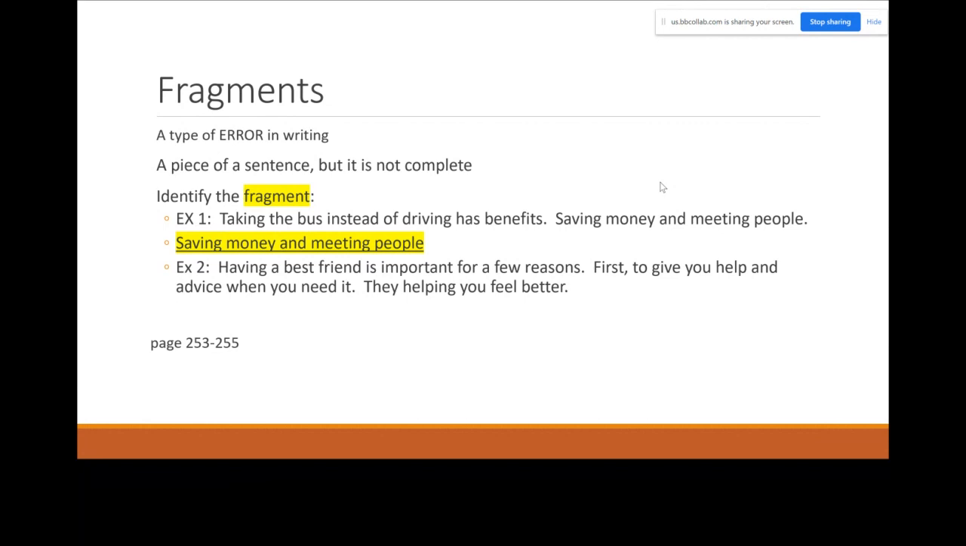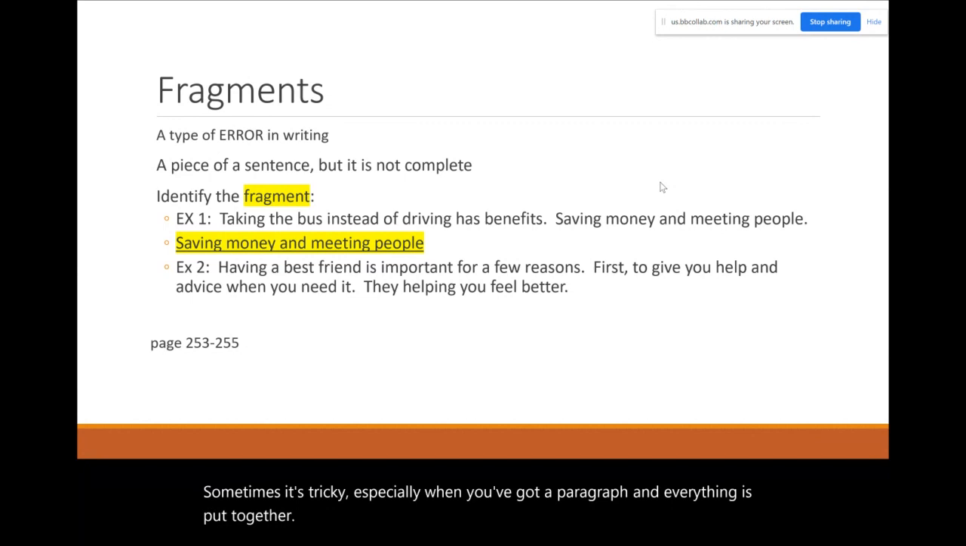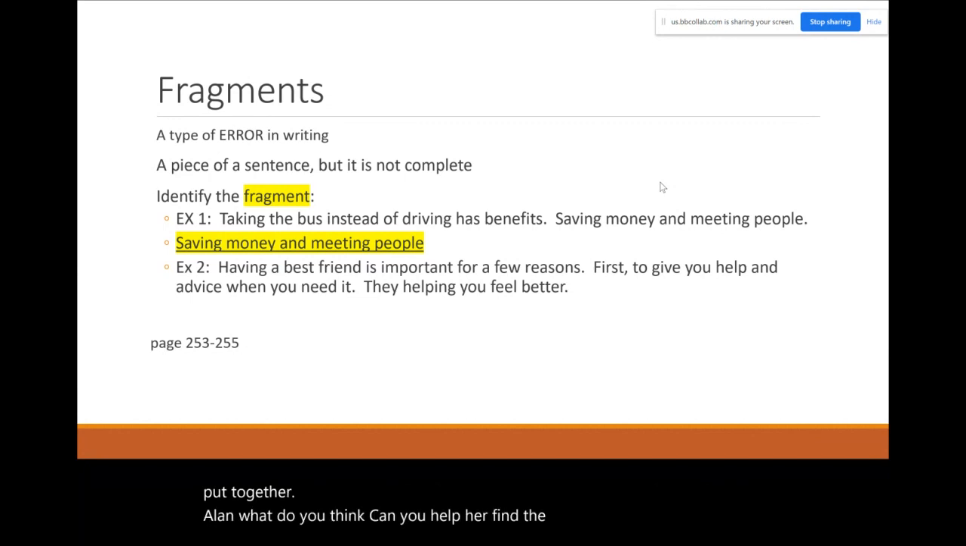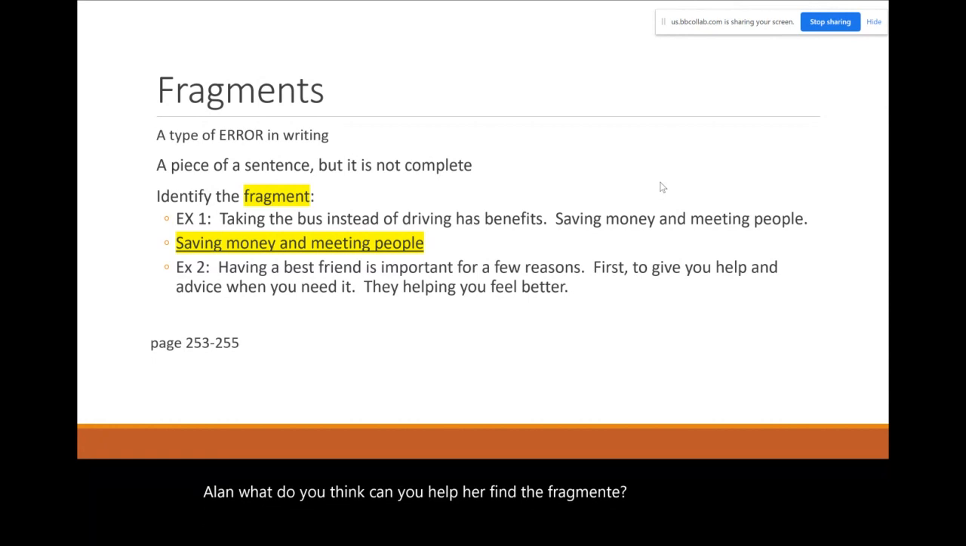Not sure? You want some help? Sometimes it's tricky, especially when you've got a paragraph and everything's put together. Alan, what do you think? Can you help her find the fragment? Yeah, I think the last part of the sentence is they helping you feel better. That looked like a fragment. Yep, good. Okay, is that the only fragment?